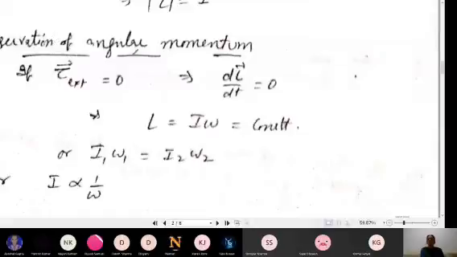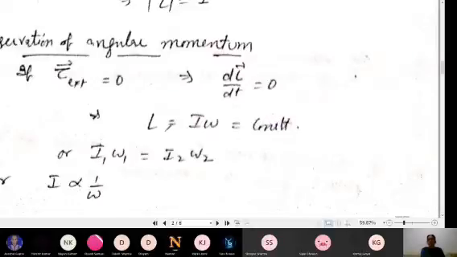The conservation of angular momentum is similar to the conservation of linear momentum. There we said for an isolated system, when no external force is acting, linear momentum is constant. Similarly, if no external torque is acting on a system, meaning the external torque is 0, then dL by dt equals 0, or I can say L equals constant, angular momentum equals constant.